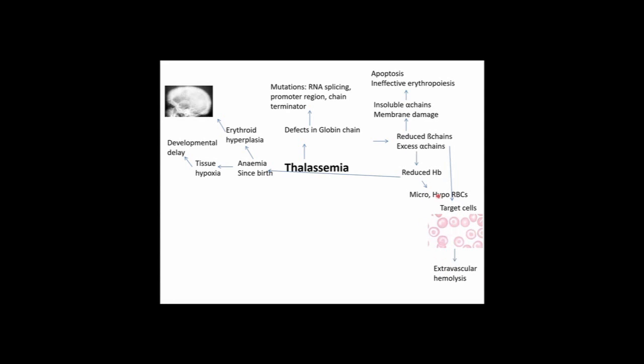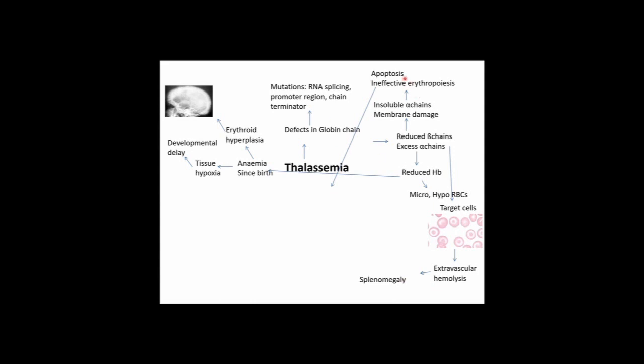So let's again look here. Because these target cells are there in the blood smear, they are all damaged in the spleen, causing an extravascular hemolysis. Because the spleen is doing this extravascular hemolysis, there is always a splenomegaly in thalassemic people.